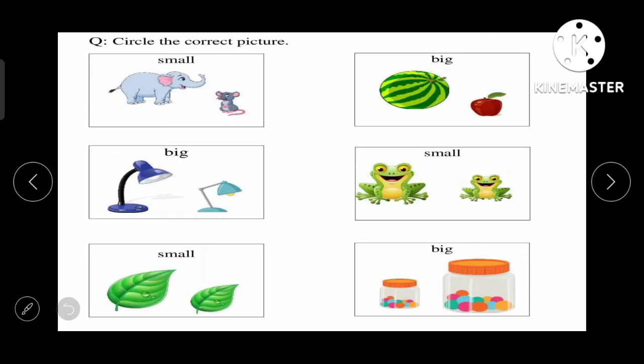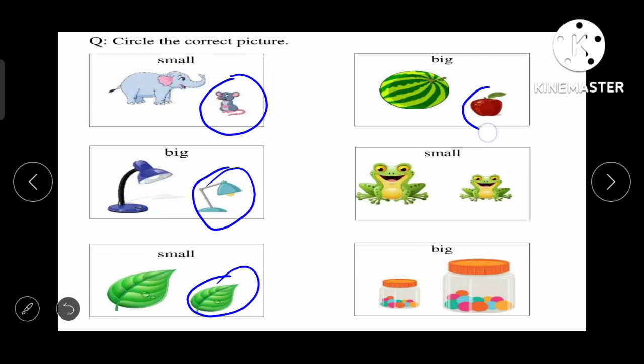Now circle the correct picture. We have to circle the smaller one. So when we compare these two pictures, then this one is small in size. Here this one is small, here this one is small, here again apple and watermelon, apple is small. In these two images, this frog is small and here this one is small.